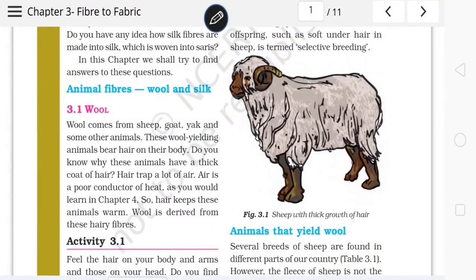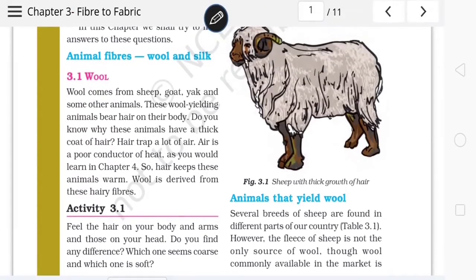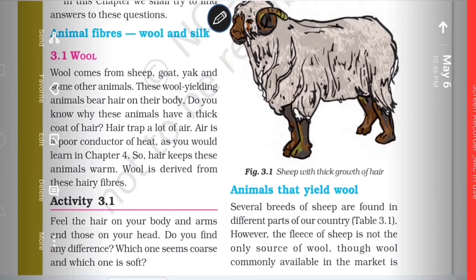So today let's discuss Activity 3.1, which is given in your book. Here it is said: feel the hair on your body and arms and those on your head. Now touch your body, you can touch your hand. Do you feel some amount of hair? Yes, we do. And also now touch your hair, the long hair which you have on your head. Now do you feel some differences? Yes, because we have more hair on the head and it is thick compared to the hair on our skin.